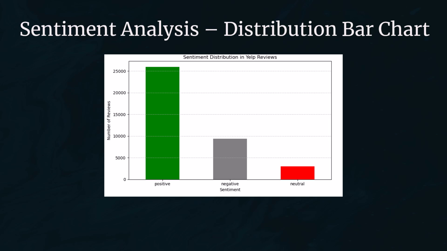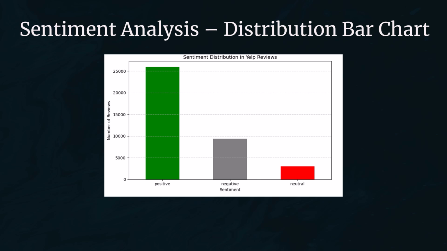This slide presents the distribution of sentiments across customer trip reviews, visualized through a bar chart. As we can see, the majority of feedback falls into the positive sentiment category, represented by the green bar on the left. This indicates a generally high level of customer satisfaction, with many users expressing favorable experiences.